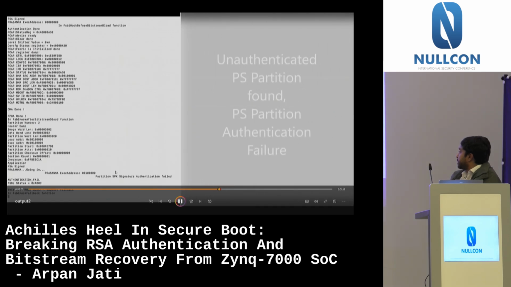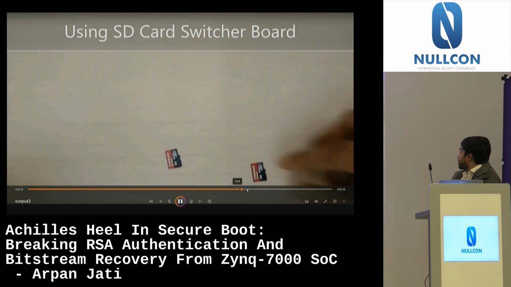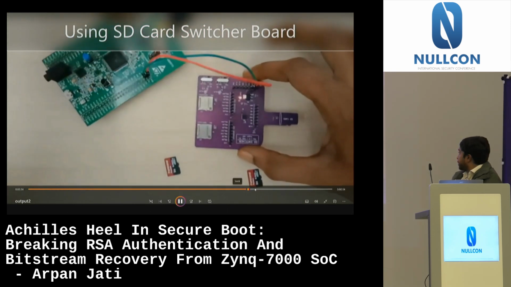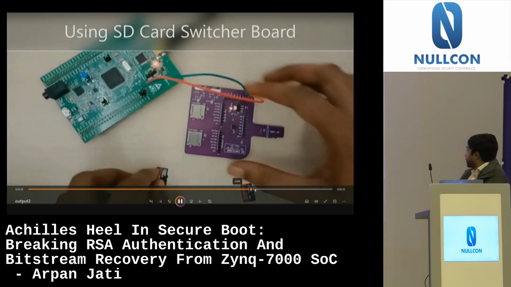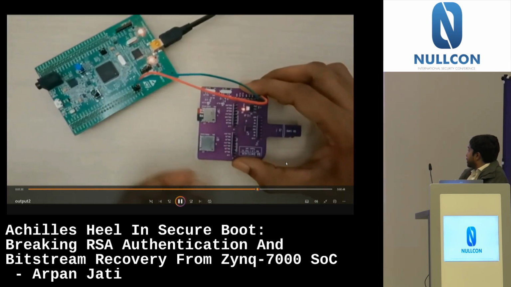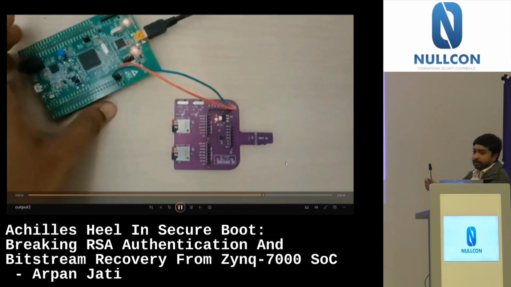So you can see the partition SPK authentication failed for the second one. And now what we'll do is we'll use the SD card switcher. Using this switcher, we'll have two SD cards together. This SD card switcher is shaped in the shape of an SD card, so you can just connect it.